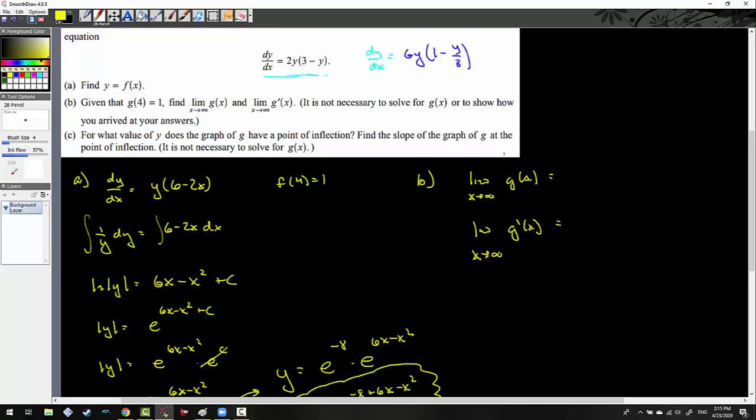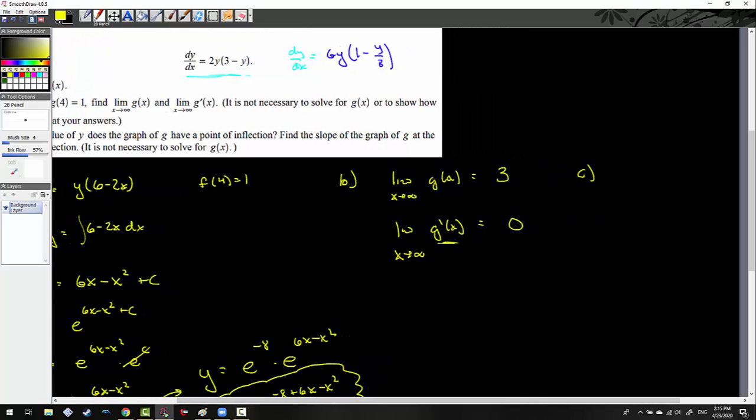So from here, the limit as x goes to infinity of g of x is going to be the carrying capacity, which is 3. And then, as long as you know what the logistic growth graph looks like, as the logistic graph adjusts and grows towards its carrying capacity, its slope, its g prime, will approach 0. So that's really all you had to do for B.